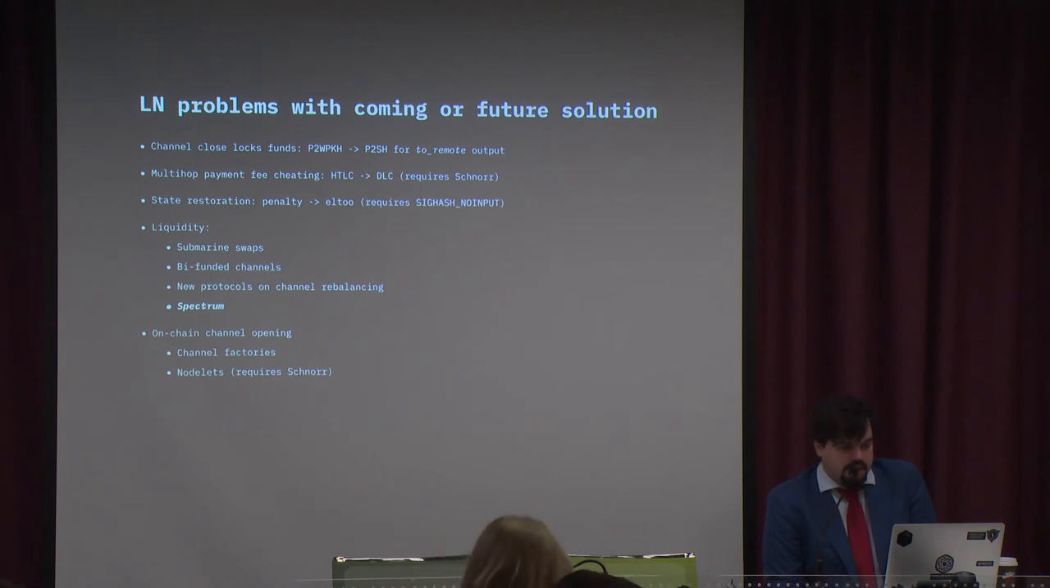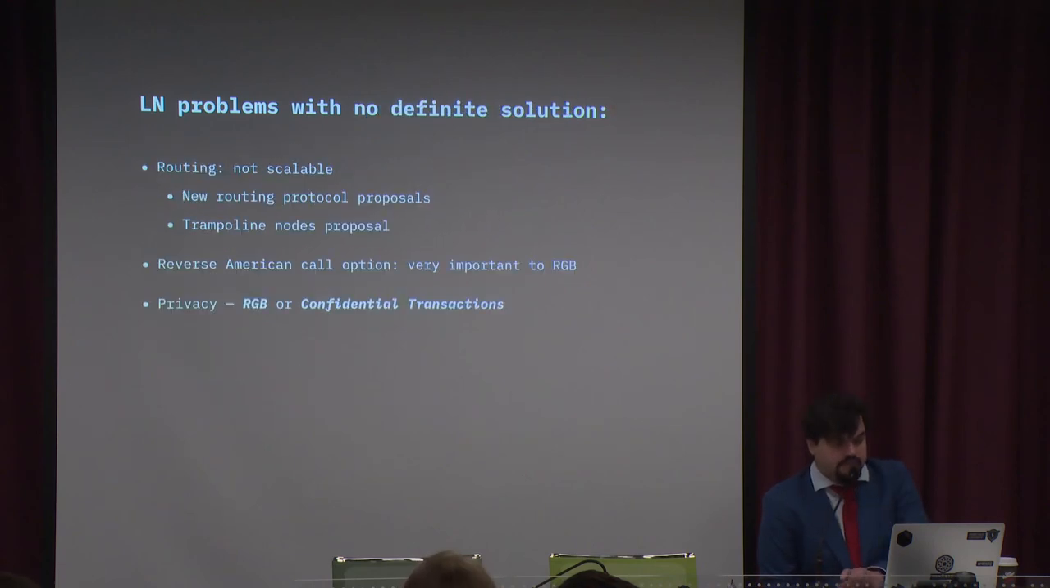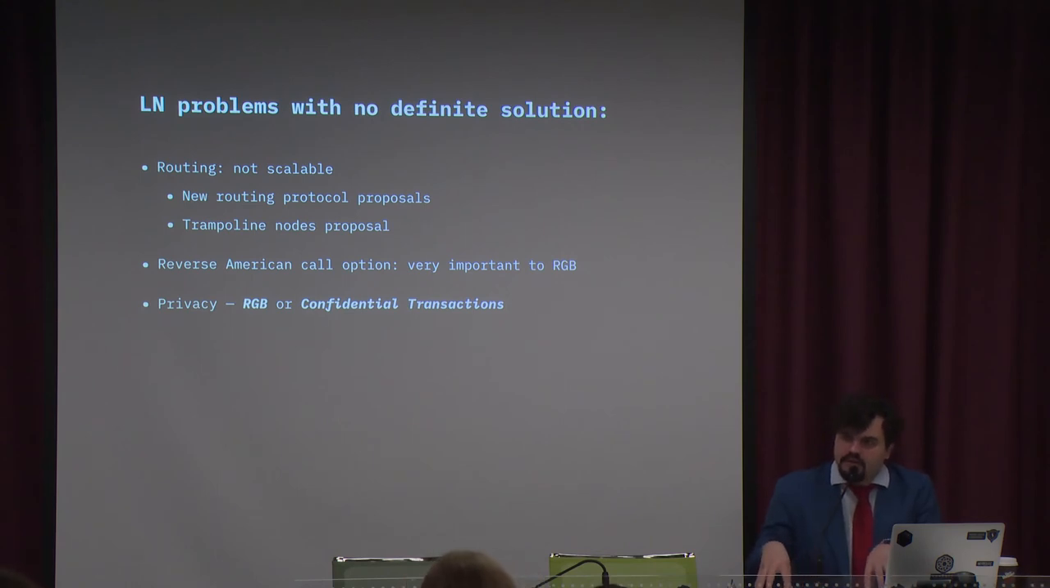And finally, the last problem that can be addressed is on-chain channel opening. That can be done with channel factories, but again, waiting for Schnorr, and nodelets, which also requires Schnorr. Nodelets is proposed by ZmnSCPxj, who is suggesting a multi-party approach. So you use MuSig, you still have a two-party channel, but each of the parties is multiple parties under MuSig.